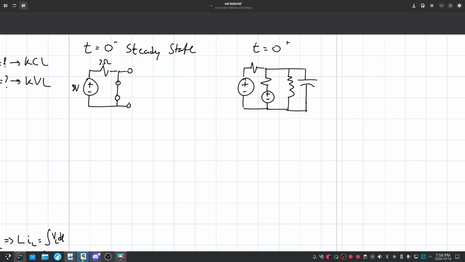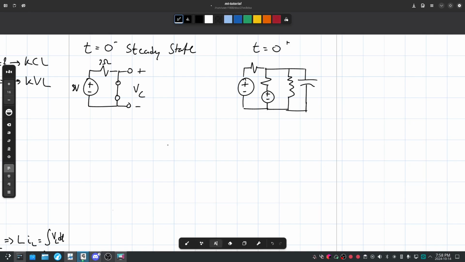And recall that in steady state, inductors turn into short circuits, capacitors turn into open circuits. So this is our capacitor here. Let me draw it a bit better. So this is our capacitor. That's our voltage across because it's steady state. At time greater than 0, we cannot assume steady state. So we have to draw the whole circuit. And of course, the gate is open at this point, so we just ignore that.